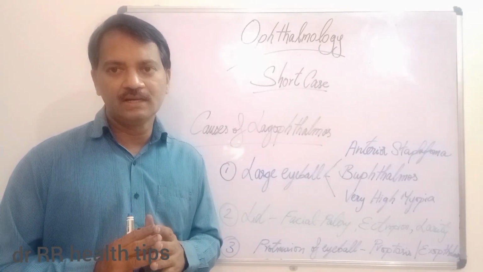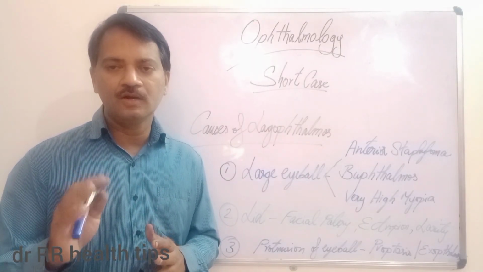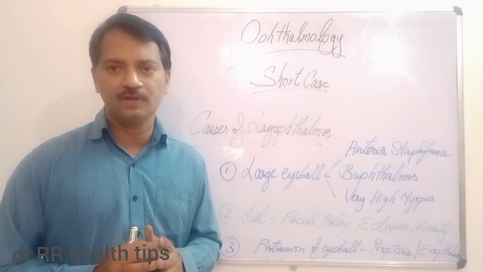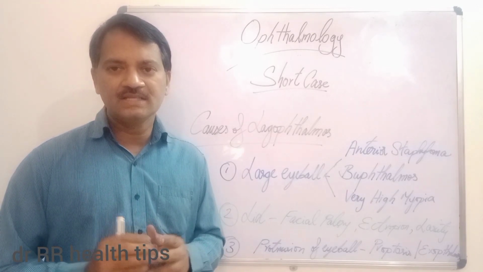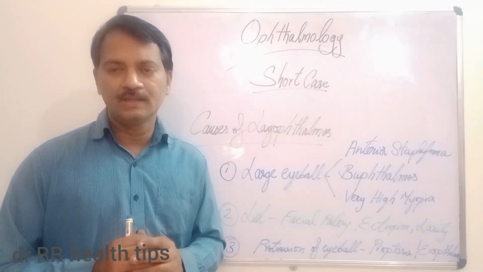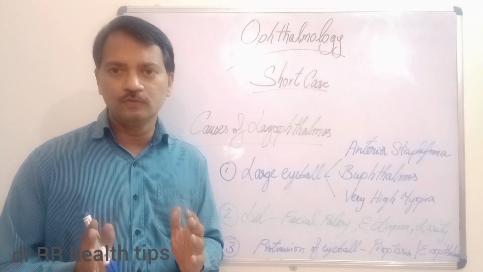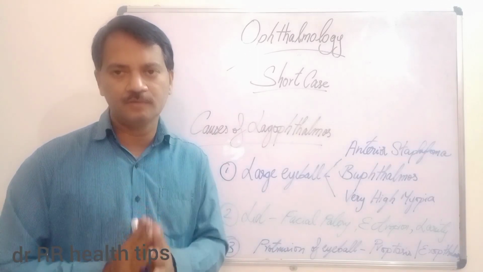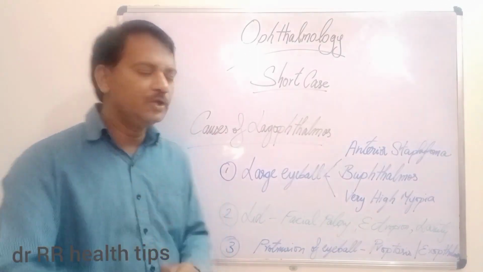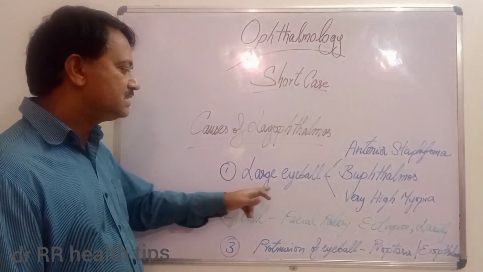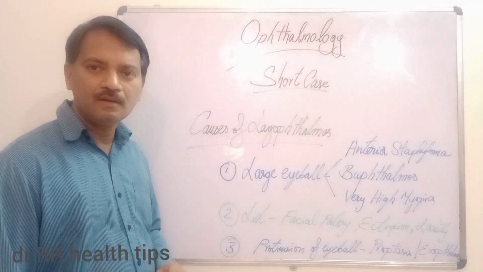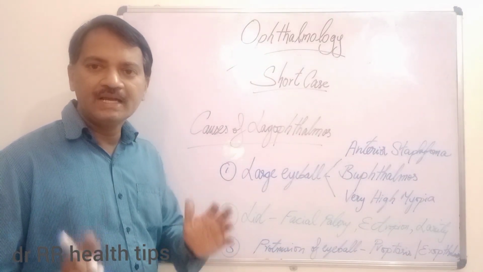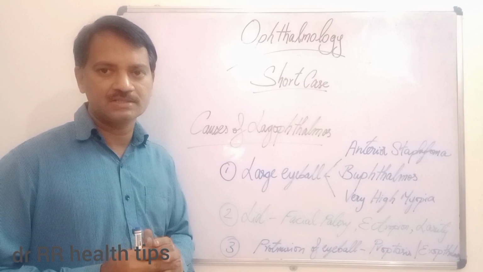Now let us learn what are the causes for Lagophthalmos. Let us make it very simple. The lids are not able to cover the eyes. That is called Lagophthalmos. It may be due to a large eyeball which cannot be covered by the normal lids.